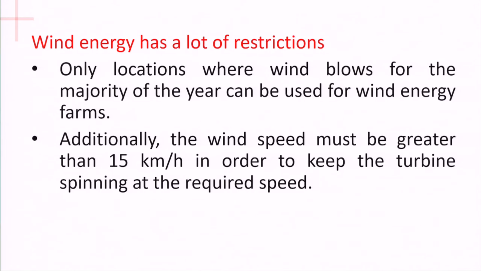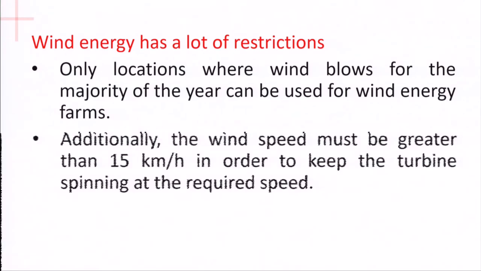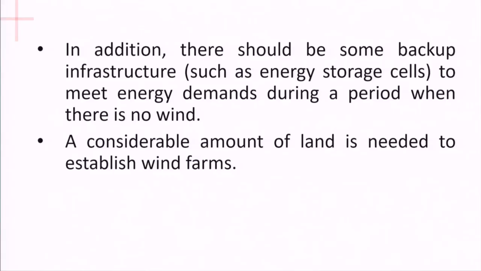Additionally, the wind speed must be greater than 15 kilometers per hour in order to keep the turbine spinning at the required speed. So the windmill cannot operate if it is at a lesser speed. Similarly, it cannot operate when it is at a higher speed. So an optimal wind speed is required to operate the windmill. In addition, there should be some backup infrastructure, such as energy storage cells, to meet the energy demands during a period when there is no wind.